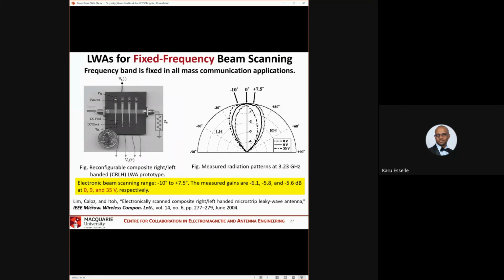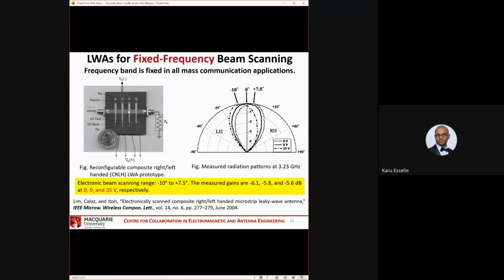Published by Christophe Caloz and Tatsuo Itoh. That's the professor at the University of California, Los Angeles, UCLA. I could not remember his name yesterday. A good friend of mine, Tatsuo Itoh. He was the one who published the uniplanar compact artificial magnetic conductor with one of his, I can't remember, one of his students or postdocs.